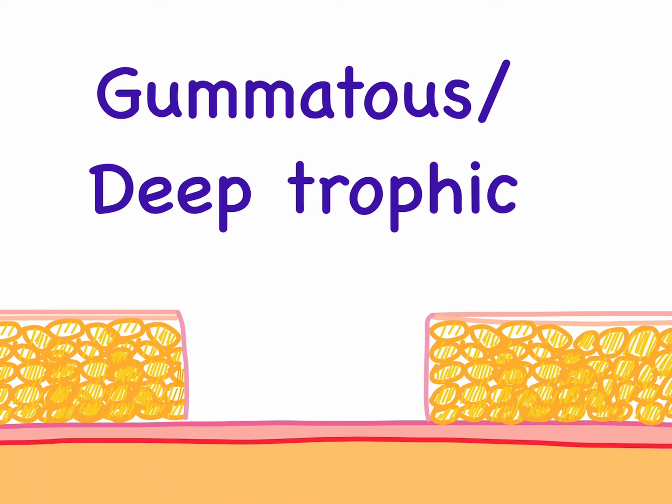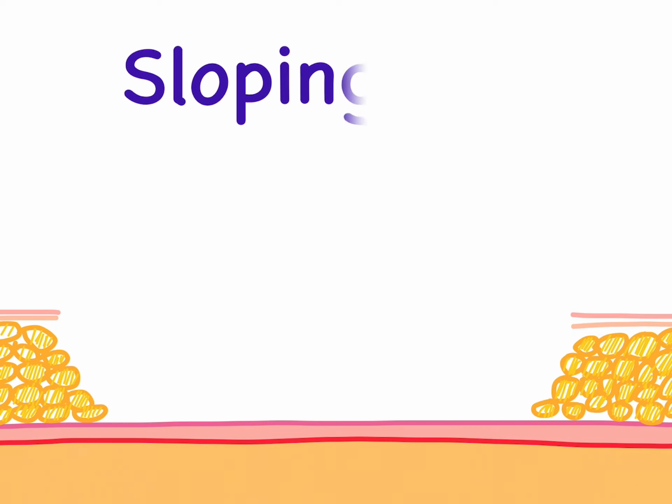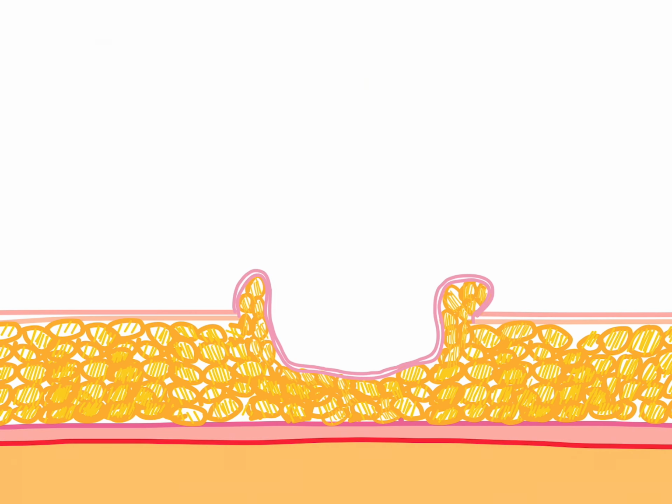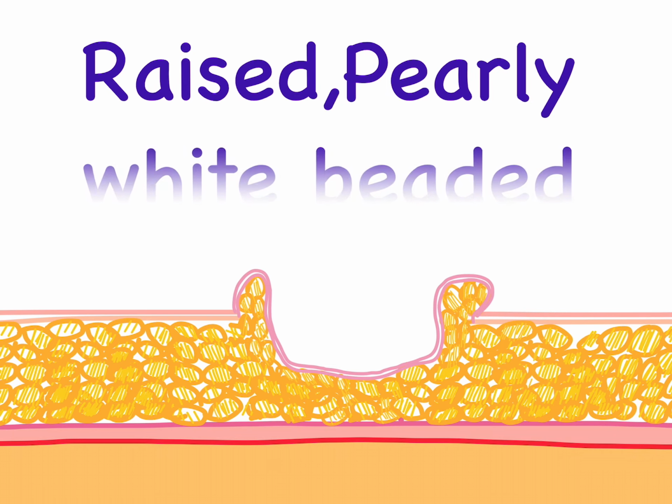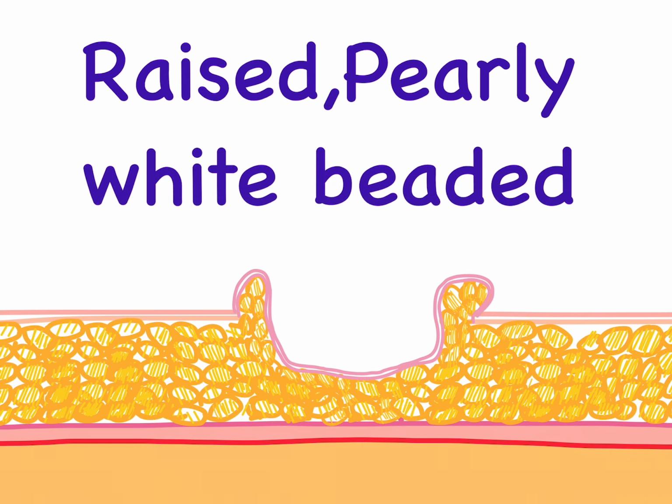Next is sloping type of edge. As the name indicates, it is sloping in nature, seen in healing traumatic or venous ulcers. Raised or pearly white beaded edge has a necrotic center, developing usually in rodent ulcer.